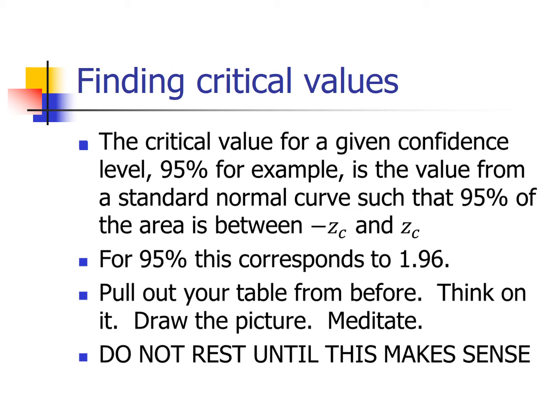Now, how do we find z sub c? How do we find these critical values? Well, the critical value for a given confidence level, say 95%, is the value from a standard normal curve such that 95% of the area is between negative z and positive z. The intuition for why that is something you will explore in Stat 506, I think, when you talk about the pivot approach to confidence intervals. But for now, maybe just take my word that that's how it works. So the critical value for, say, 95% is the value such that 95% is between it and its negative value.